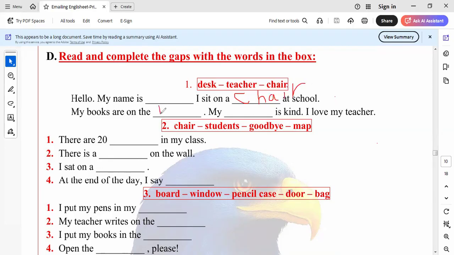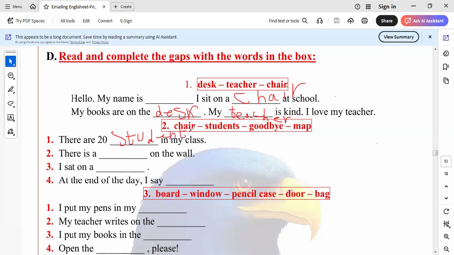The books are on the desk. It will be desk. My teacher is kind. It will be here, my teacher. We hope all of our teachers are kind, and I hope I will be kind also. There are 20 students in class. It will be here, 20 students.